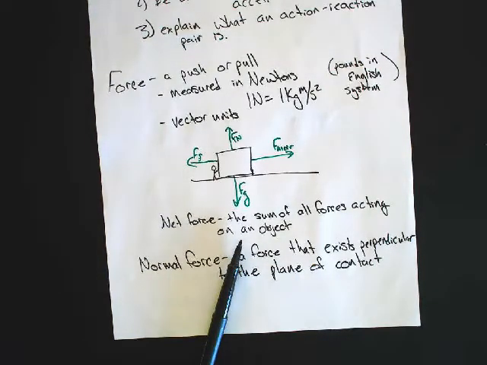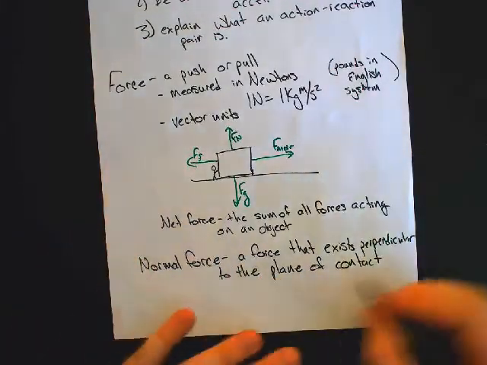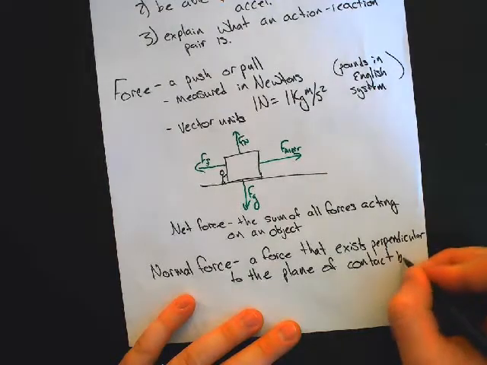So like if this is the plane of contact, perpendicular is that way, makes a right angle. So like if you've got something flat, it goes up. If you've got something vertical, it goes this way or this way. The plane of contact between the surfaces.